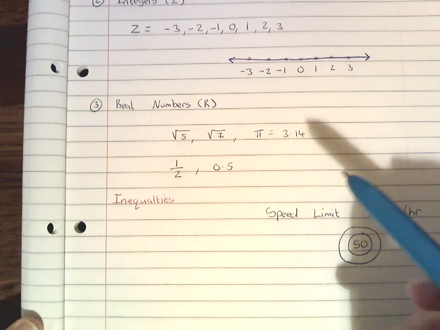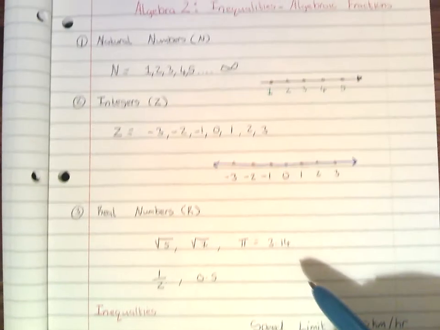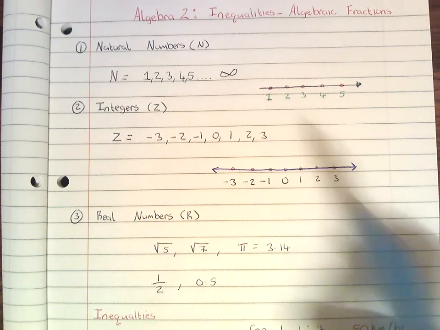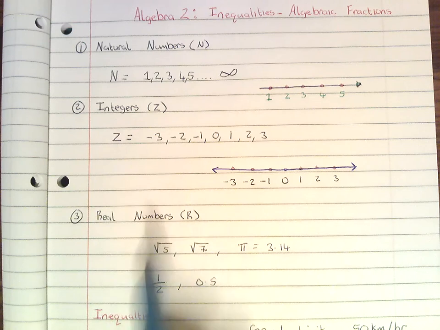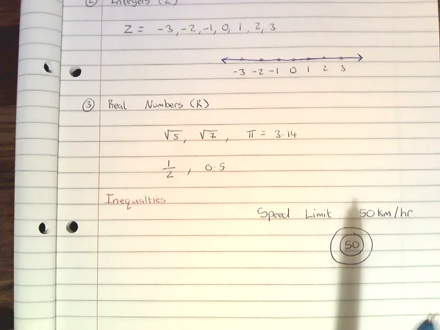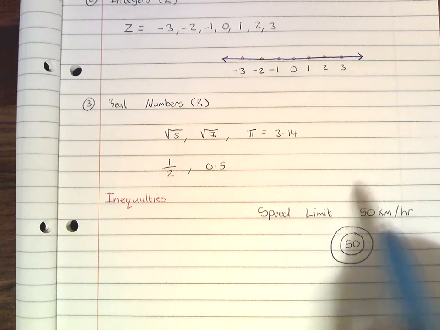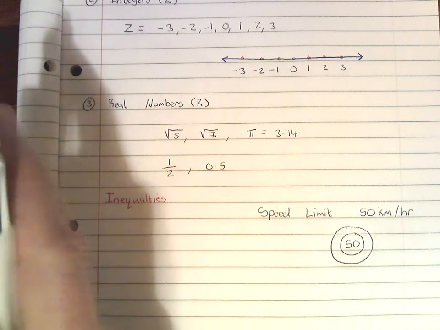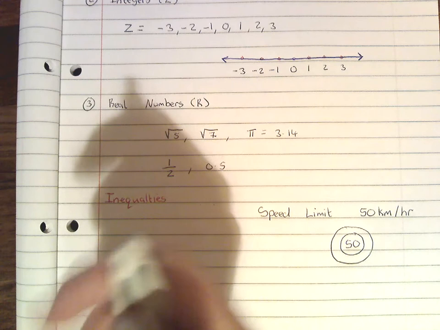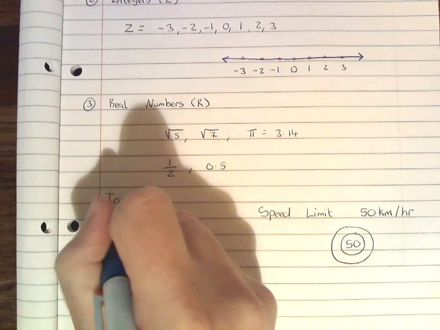So in the last lesson, we just looked at some of these number systems. So we've natural numbers, integers, and what are called real numbers. Now, in this lesson, what I want to think about is this idea of what are called inequalities. So, inequalities.